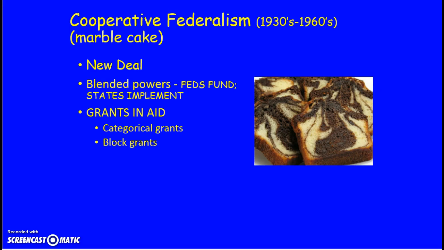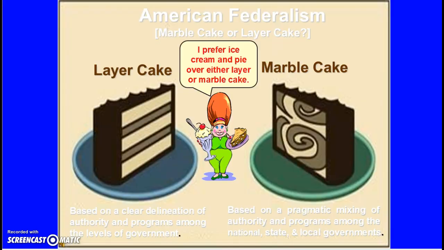So we had categorical grants and block grants that were given, and the states weren't really told how to spend the money. The states liked this. They were given the grant money, and the states were able to implement or use that money the way they saw fit. Here's another illustration of dual federalism on the left and cooperative federalism on the right.